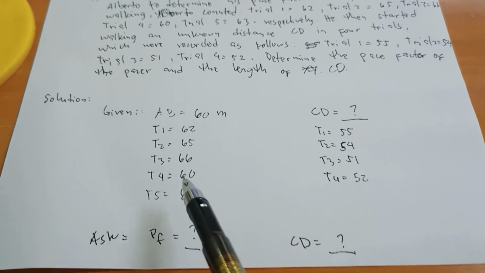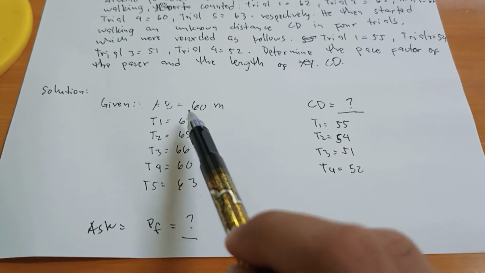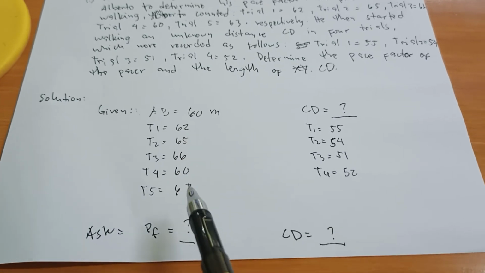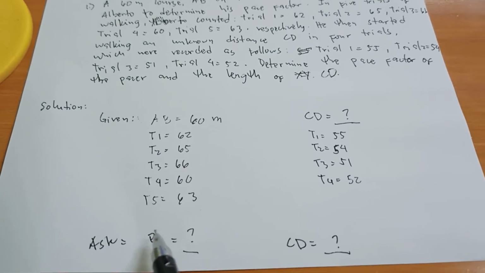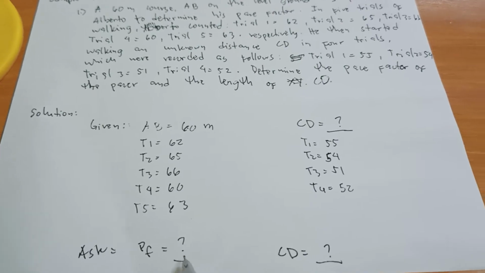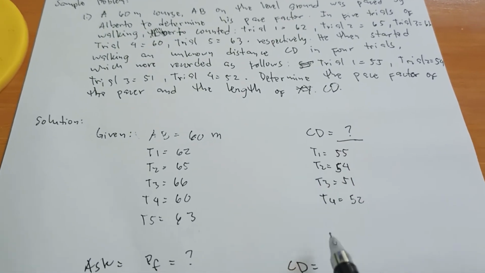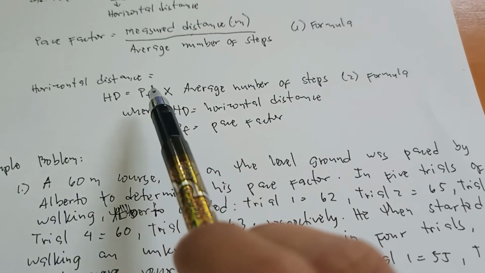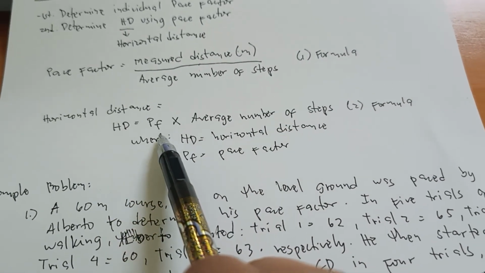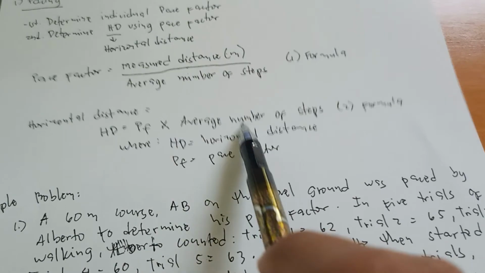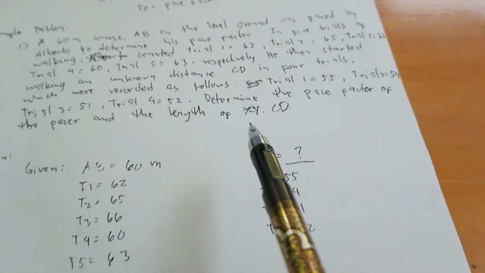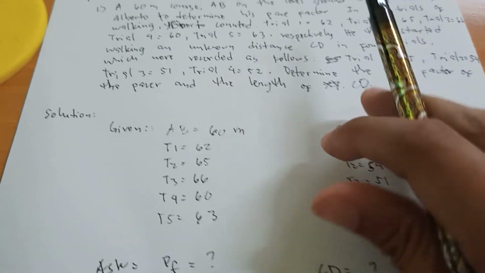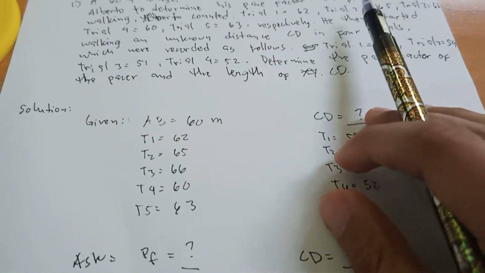So in our given, we have the length, the distance, and we have the number of steps, so we can calculate the pace factor. For CD, that is the horizontal distance, we go back to formula number 2. In formula number 2, we need the pace factor, which we multiply by the average number of steps to get the distance CD. Okay? Let's move on to our solution.